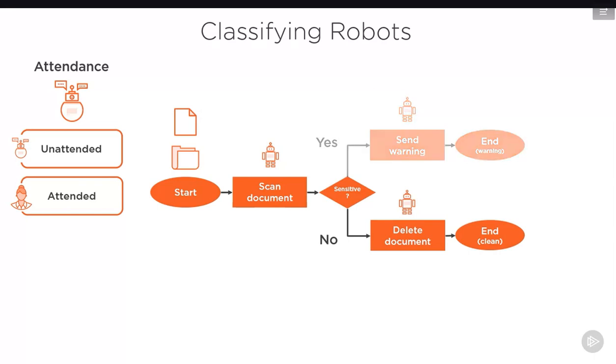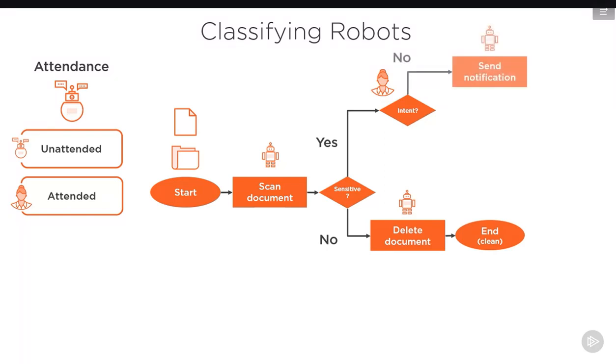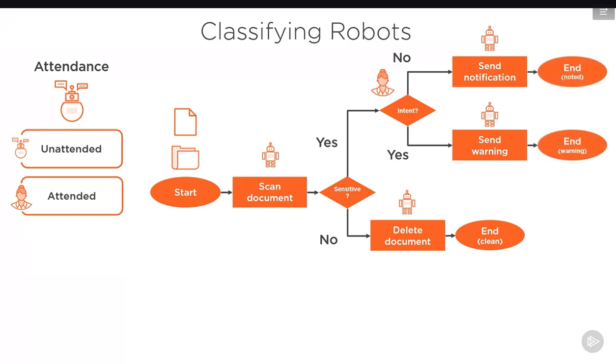On the opposite side, we have an attended process if, for instance, after the sensitivity check, if there is sensitive data in the document, we let a human examine the document in question, and if there was no bad intention, then a notification is sent to the user, but if there is bad intention, then a warning is sent to the user. This again results in two different endings. The difference is that in the first process, there is no human intervention, and in the second process, there is some human action that needs to be taken within the process, and we refer to this as an attended robot.